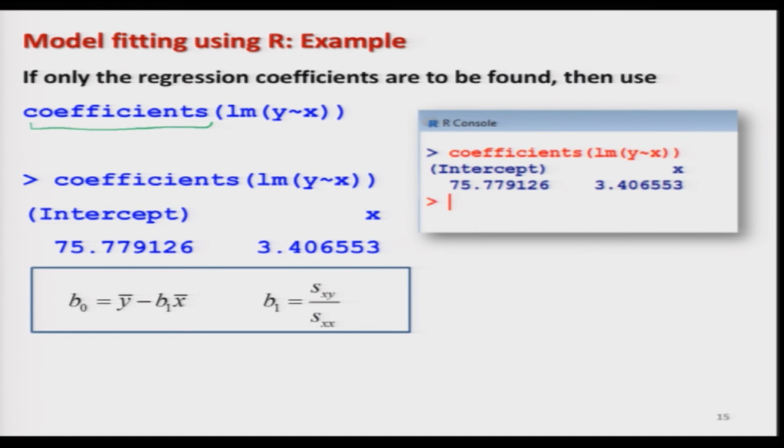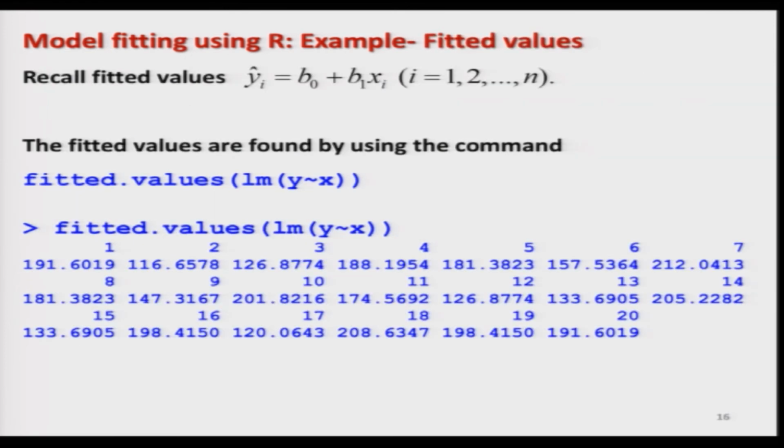and inside the parenthesis you write the function, that is lm, and inside the parenthesis y tilde x. If you execute it, you will get the same thing here. So it has given you only the values of beta 0 and beta 1, which are estimated by b0 and b1 here. So this is how you can simply obtain the values of the coefficients.